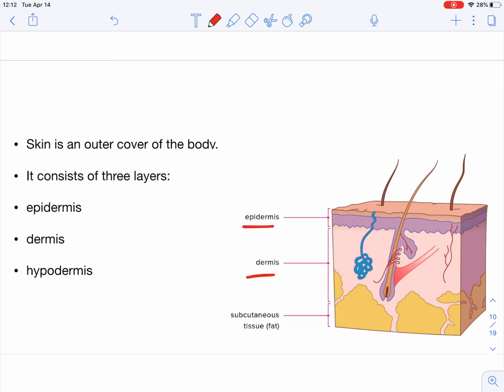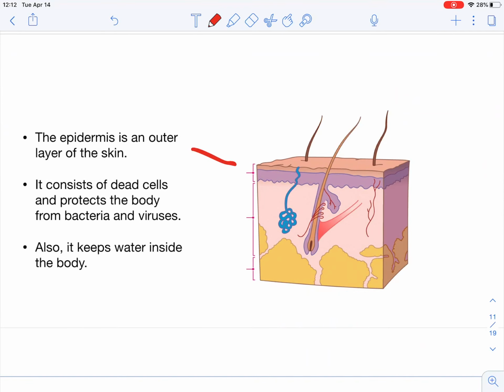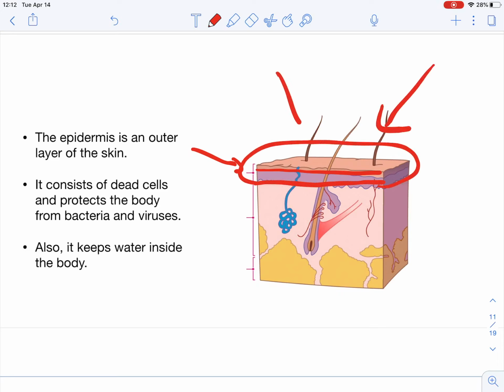Okay, the structure of the skin. We have three layers of the skin. First the epidermis, the second the dermis, and the subcutaneous layer or hypodermis. Firstly, the epidermis. It's the outer layer of the skin. It consists of dead cells and it protects the body from bacteria.